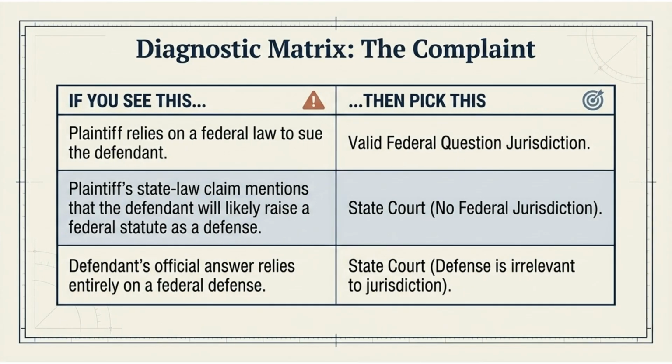Use this diagnostic matrix as an exam shortcut. If the plaintiff sues directly under federal law, that usually supports federal question jurisdiction. If a state law claim merely predicts that the defendant will raise a federal statute as a defense, that does not create federal jurisdiction. The same is true if the defendant's actual answer relies entirely on federal law. The answer may be important to the merits, but it is irrelevant to the jurisdictional gate. The main rule is simple. Plaintiff's claim controls, not the defendant's response.